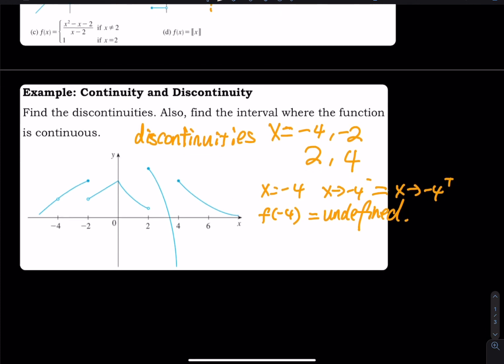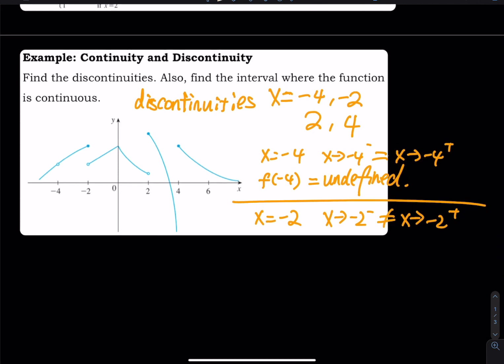And then at x equals -2, what happened? As x approaches -2 from the left, we have a solid point, which is not equal to x approaching -2 from the right. So they are not joining at the same point. So I don't even care about whether that is defined or not at x equals -2.